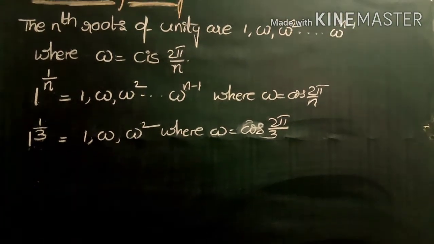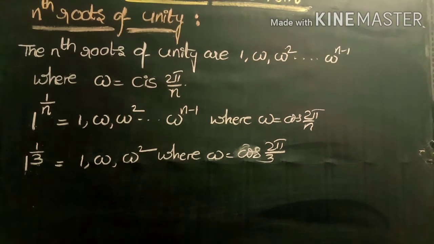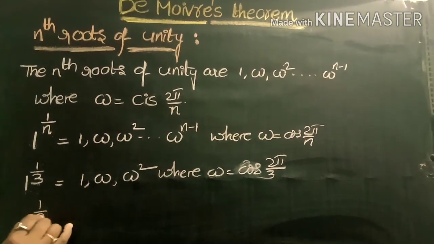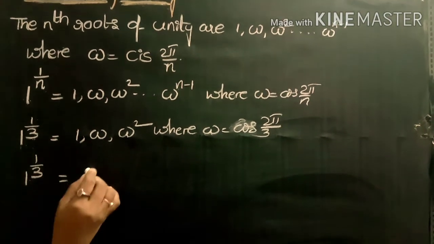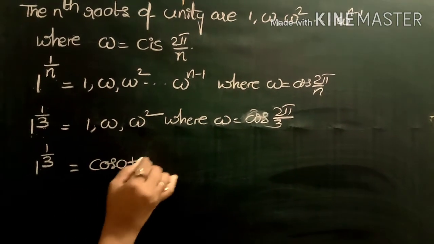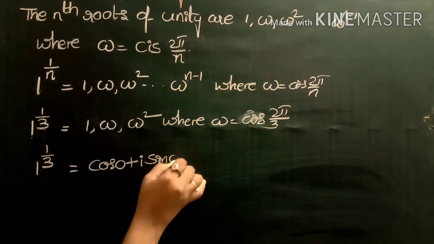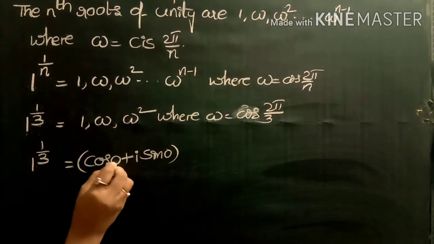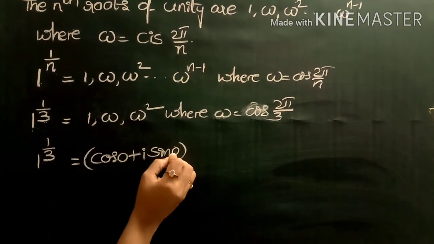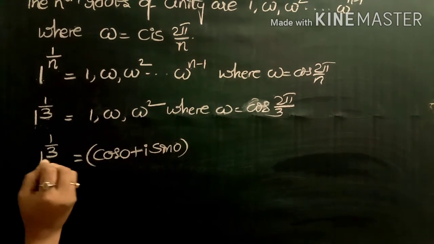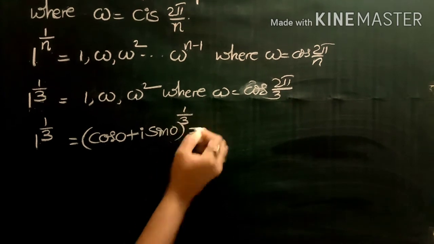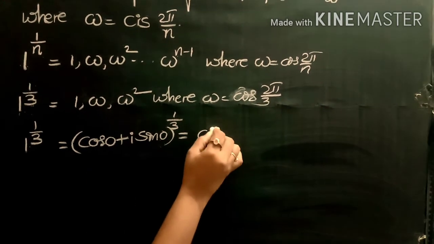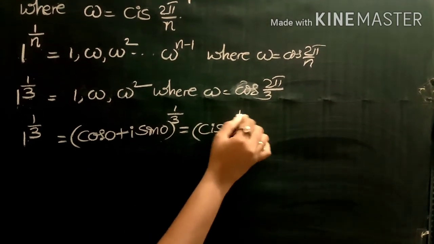Now we are proving this result in the actual process. First I am taking the value 1 power 1 by 3. In place of 1 I take the value cos 0 plus i sin 0. What is cos 0? Cos 0 is equal to 1 and sin 0 is equal to 0, so 1 plus 0 is 1. So in place of 1 we replace the value (cos 0 plus i sin 0) power 1 by 3. Now cos 0 plus i sin 0 is nothing but cis of 0, so we have cis of 0 power 1 by 3.